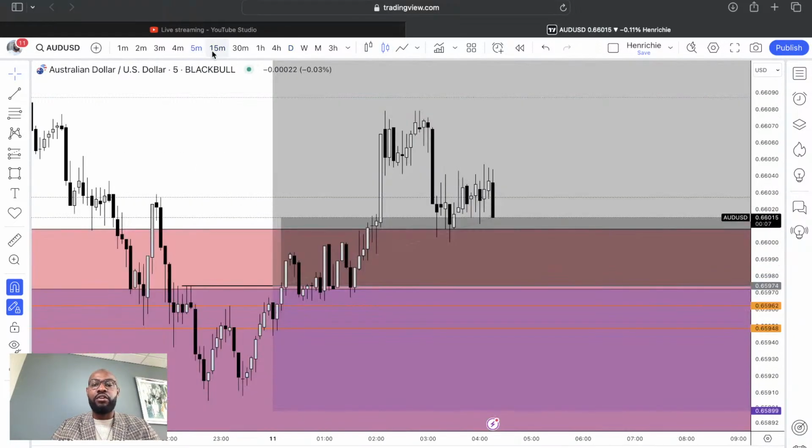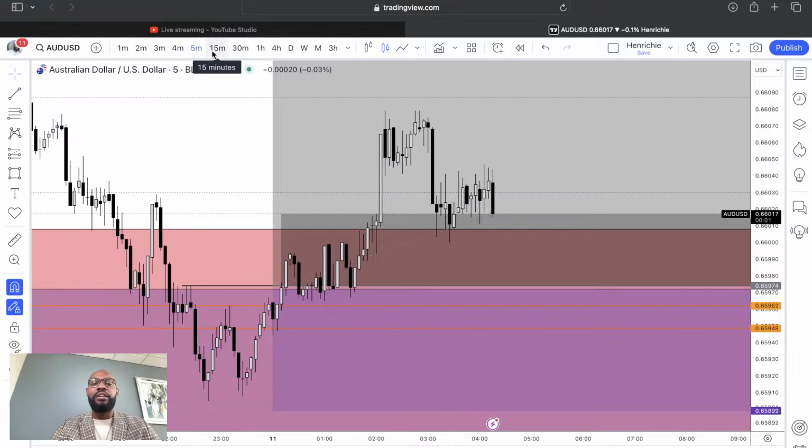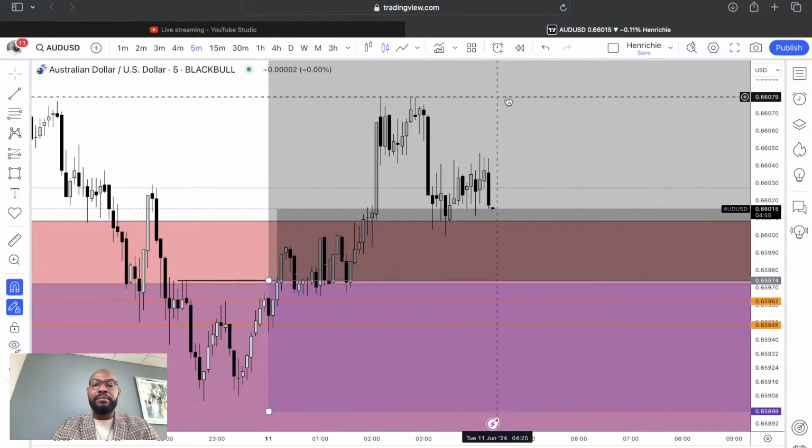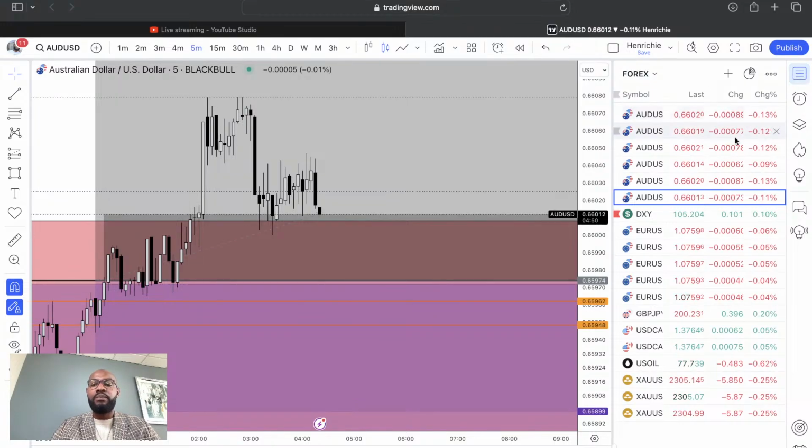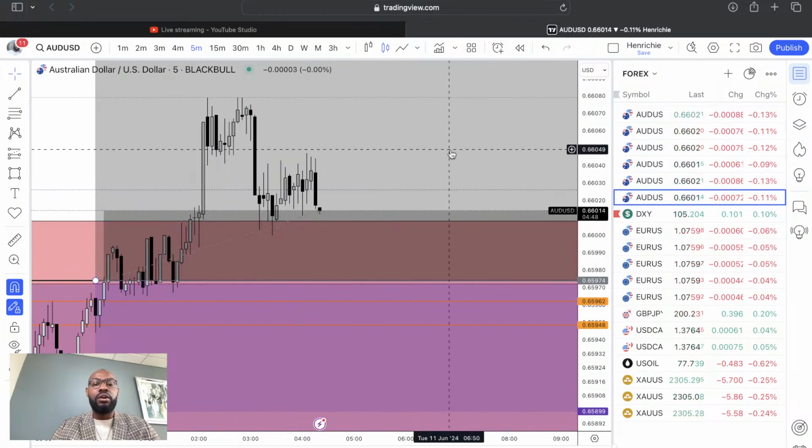I'm only focusing on what I'm seeing in the marketplace. The structure, is it bullish or bearish? If it's bullish, I'm looking for a buy. I don't really mind whether there's going to be high impact news or not. I'm just focusing on where the market is going, and I'm looking for opportunities to buy it. So that is my analysis on Aussie dollar.